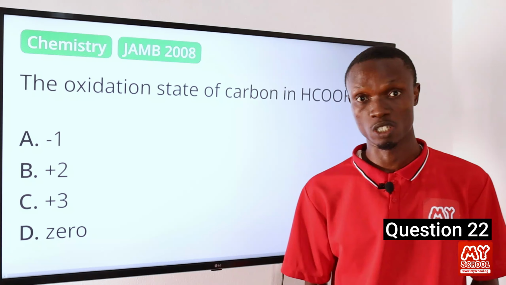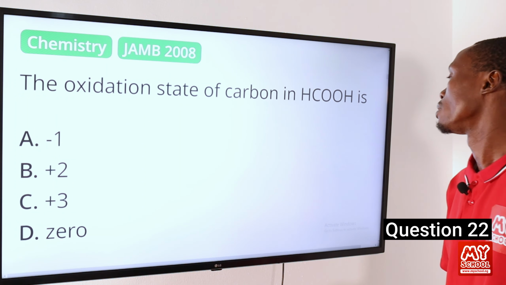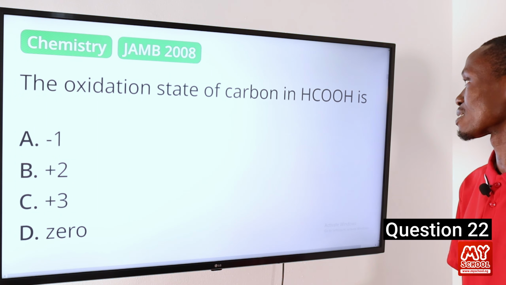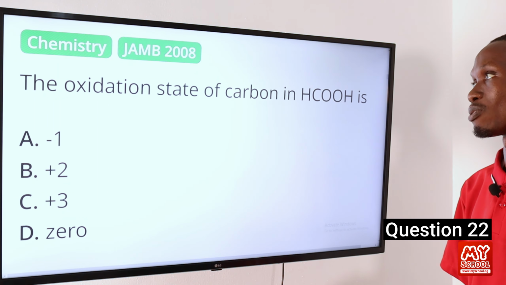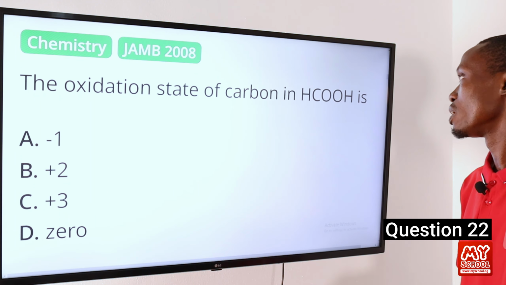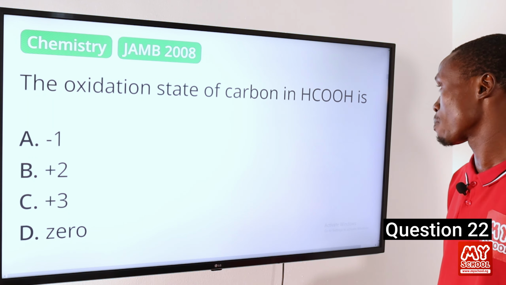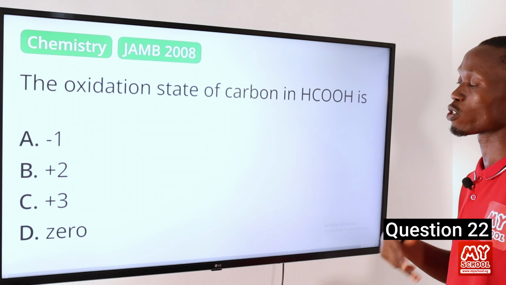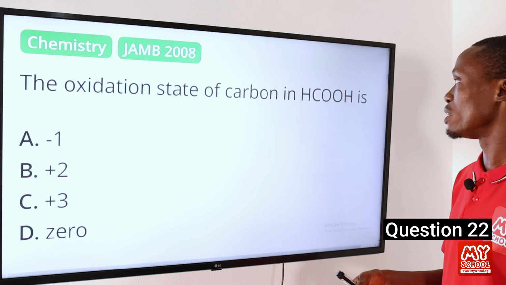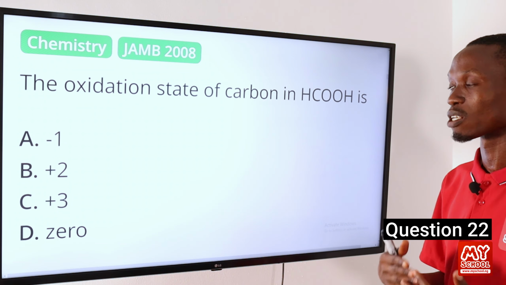Moving on to question 22. The oxidation state of carbon in methanoic acid is dash. Okay, so this is methanoic acid. Of course, we must remember that the oxidation state of a neutral compound is equal to 0, and it's simply the combination of the oxidation states of all the elements that made up that compound.